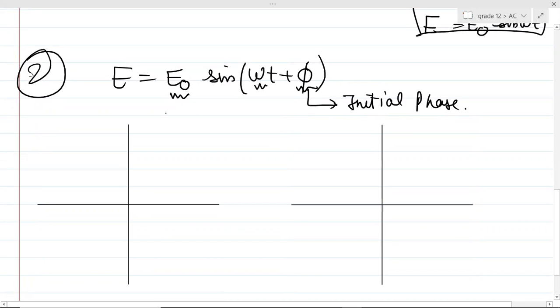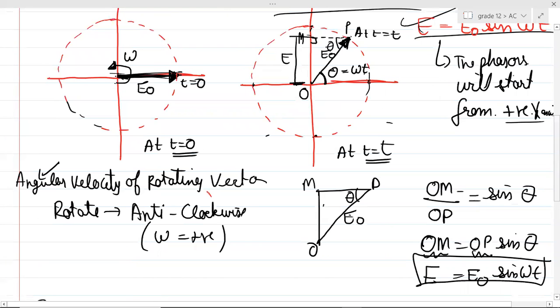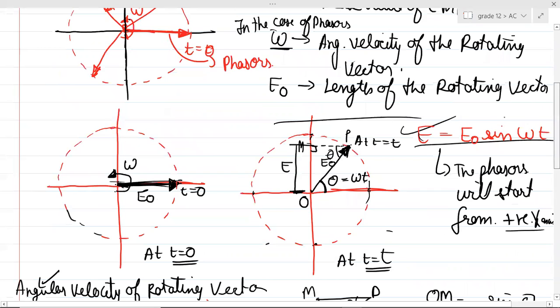So now guys, can you see over here at t equals to 0, if I try to draw the diagram? Please remember, in this equation and that equation, what was the only difference between them? E equals to E naught sine omega t and E equals to E naught sine omega t plus phi. What is the only difference between them? That initially it had a certain phase, right?